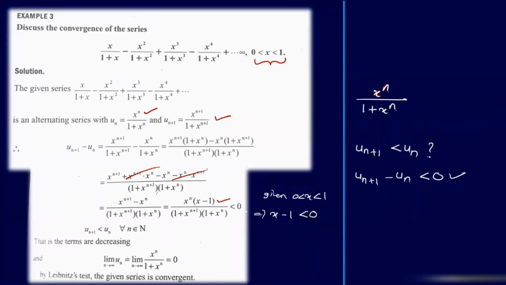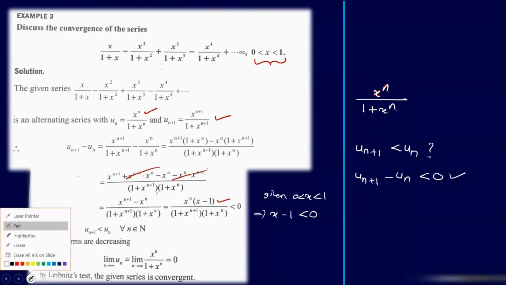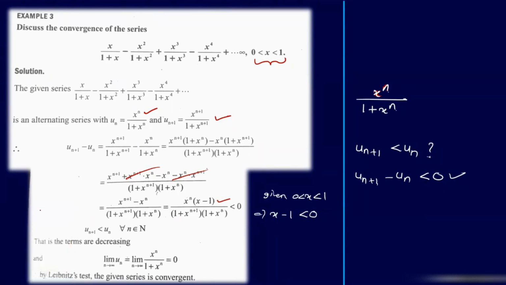Now see, when this term is less than 0, we can understand u n plus 1 is clearly less than u n. Let's see what you have here. u n plus 1 minus u n is clearly less than 0. Since it is less than 0, from that we can understand u n plus 1 is less than u n. So the terms are clearly decreasing. So the first condition is satisfied.